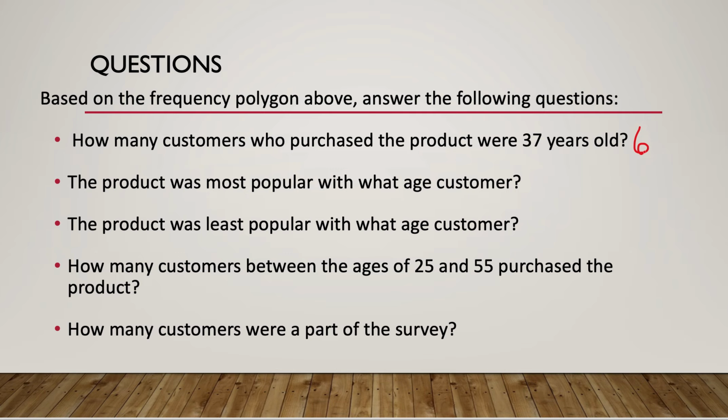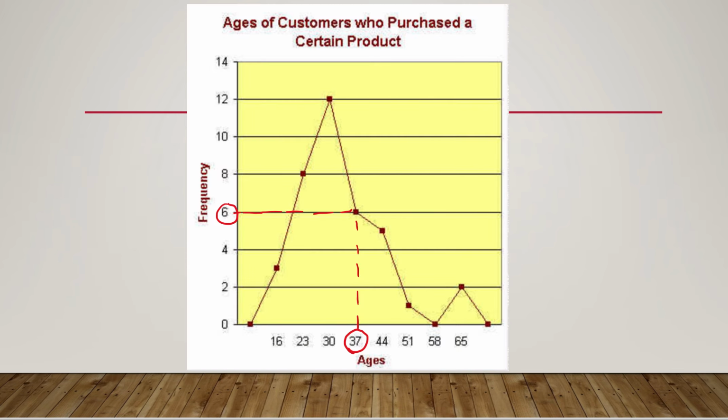All right, so the next question says the product was most popular with which age customer? How old was the customer that the product was most popular with? And so what are we looking for for most popular? It would make sense that we would be looking for the highest point on the graph. So I'm going to be talking about this point right here, and the question says, how old were the people for whom the product was most popular? If I drop down from that point, I can see that the product was most popular with the 30-year-olds.